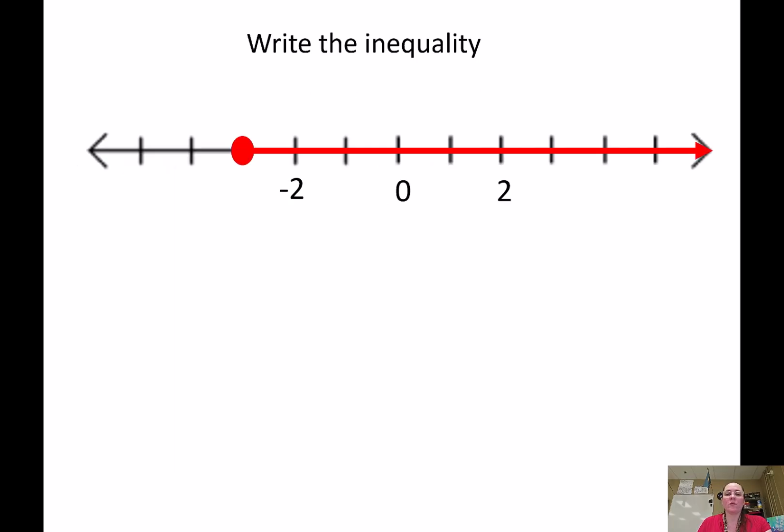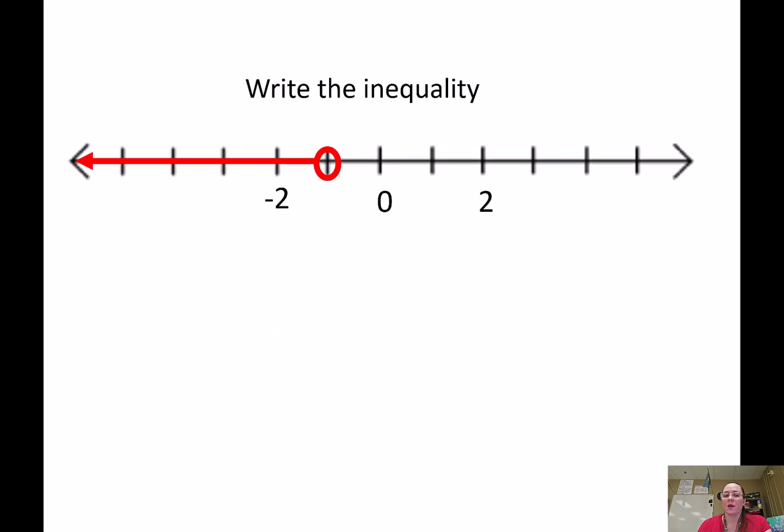Okay, I'm going to do one more with you, and then I want you to try one on your own. So open or closed circle and shading to the right or to the left are the two things we have to look at. So first thing we're looking at, shading to the right. So x, well, since we're shading to the right, is greater than, but we have a closed dot, so it's equal to, and in this case, our dot is on -3. All right, try this one.